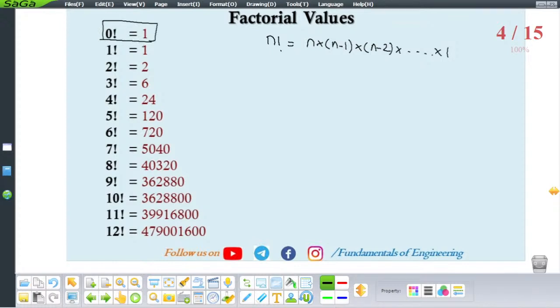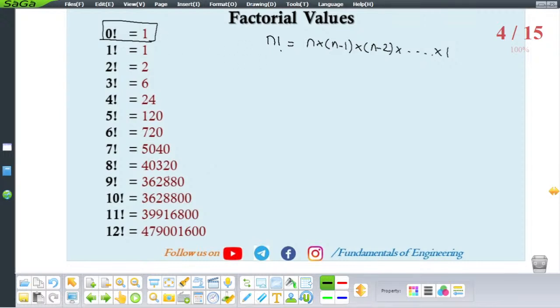So why have I given these factorial values? You can take a screenshot of these factorial values, and whatever factorial value you get in your problem, you can directly get your answer from that screenshot. So take the screenshot of these factorial values. Hope you have taken the screenshot of these factorial values.